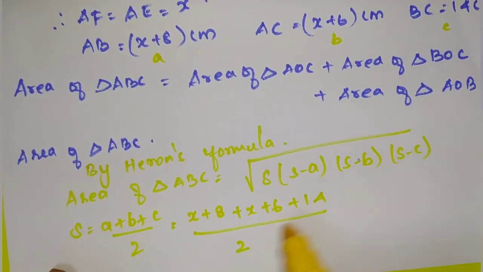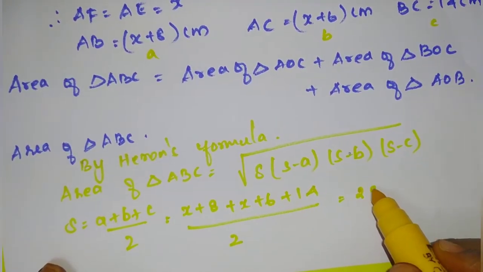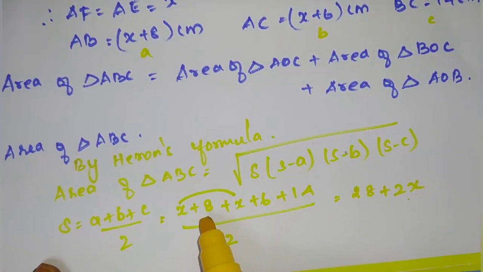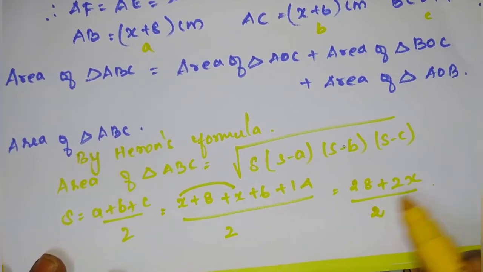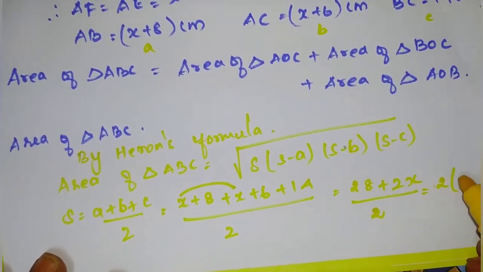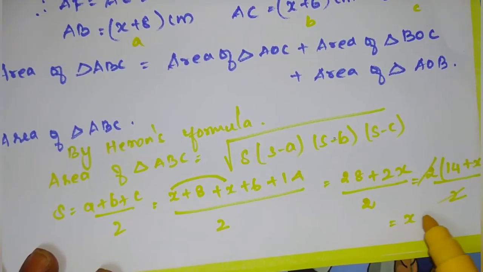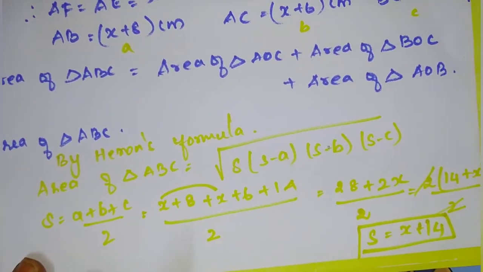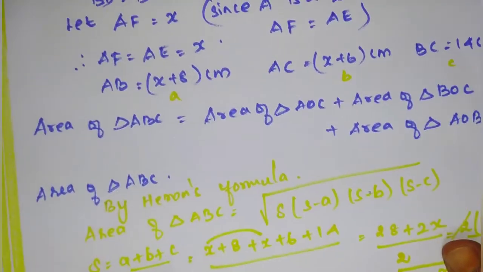If you add all, what will you get? 28 plus 2x. If you add the x terms, you will get 2x. If you add 8, 6, 14, you will get 28, divided by 2. We can cancel 2, no? We can take 2 common outside, and we get x plus 14. s is equal to x plus 14.